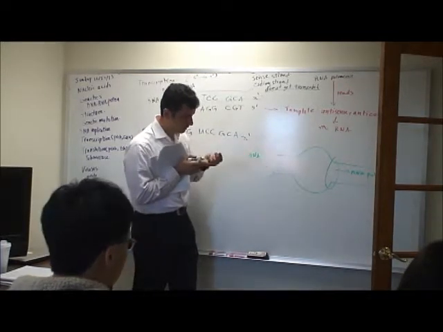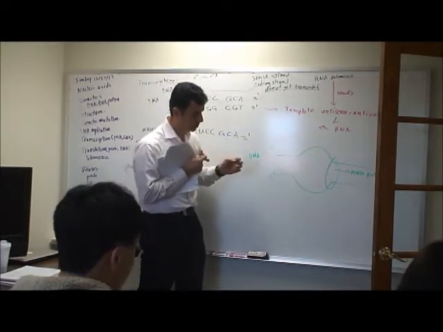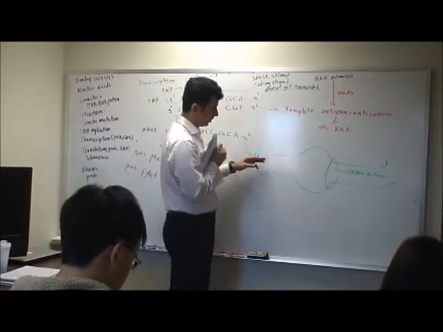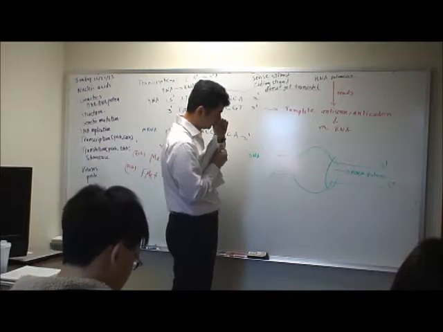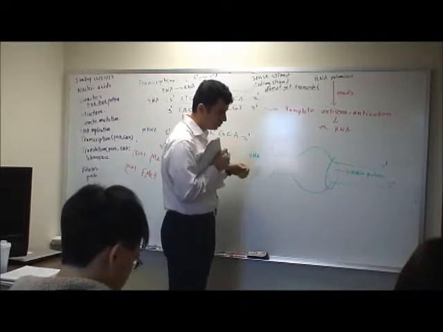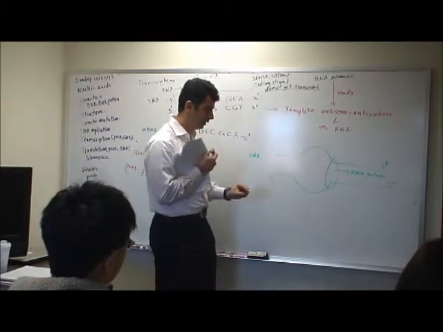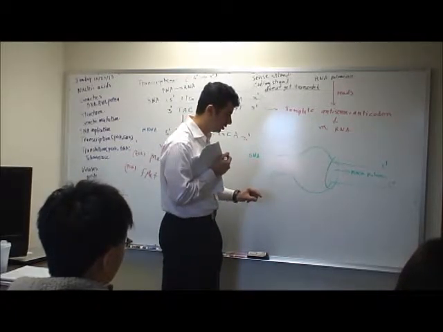which one of these is the sense strand? Which one of these is the antisense? Victoria. Top or bottom? Antisense is the bottom one. Which one would RNA polymerase transcribe into mRNA? The 3 prime to 5 prime.